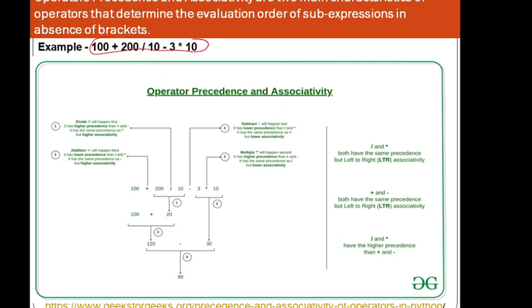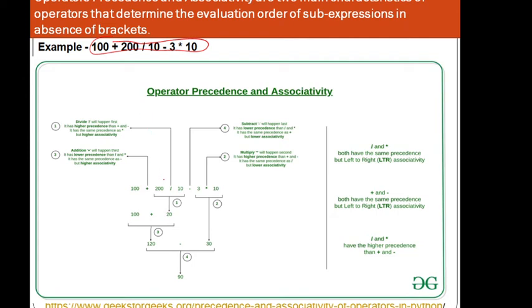Now we are combining both concepts. This is the expression we are taking. Operator precedence and associativity are two main characteristics of operators that determine the evaluation order of sub-expressions in the absence of brackets. When brackets are there, we are crystal clear how it will be solved. So now let's take an example of operator precedence and associativity.